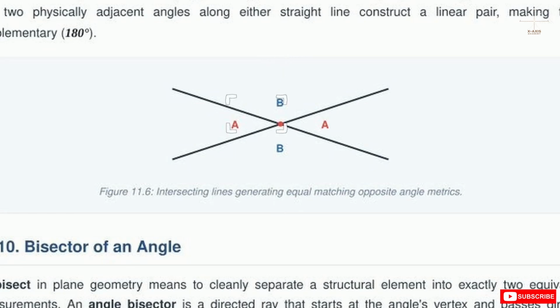Look at any 2 adjacent angles, the ones sitting side by side along either straight line. Together, they form a perfectly flat edge, constructing a linear pair. Because a straight line is half a circular rotation, any linear pair combined always equals 180 degrees. Let's apply those 2 rules right now.